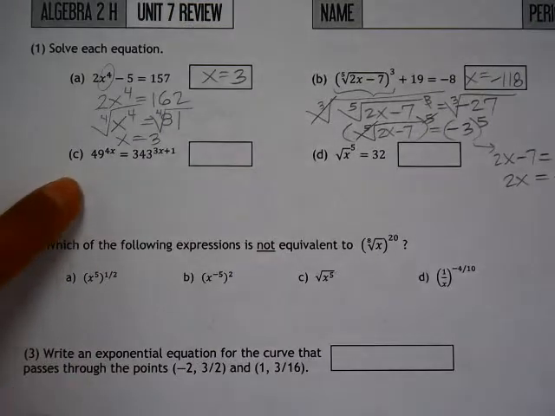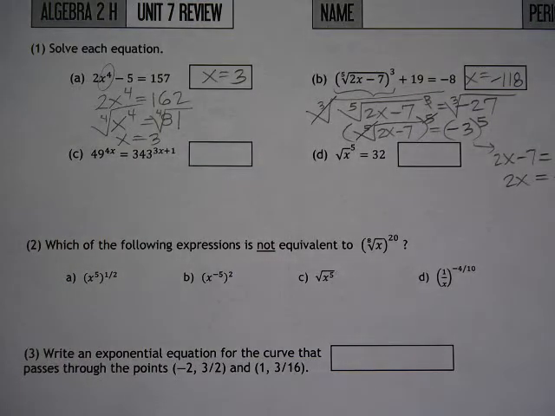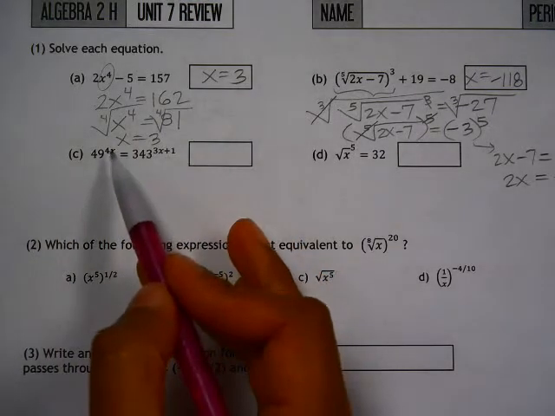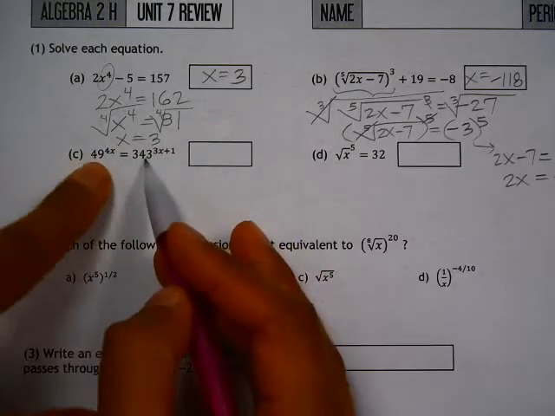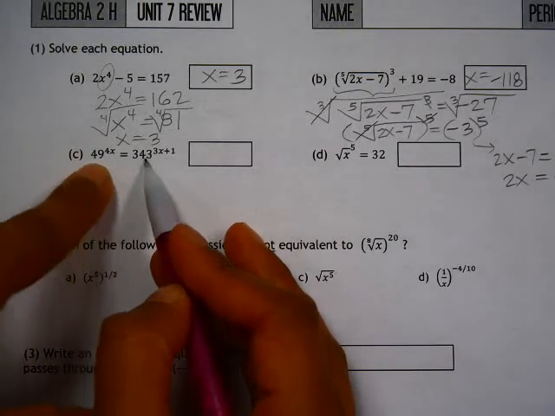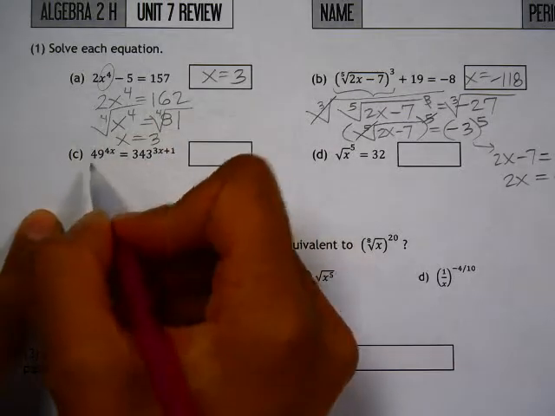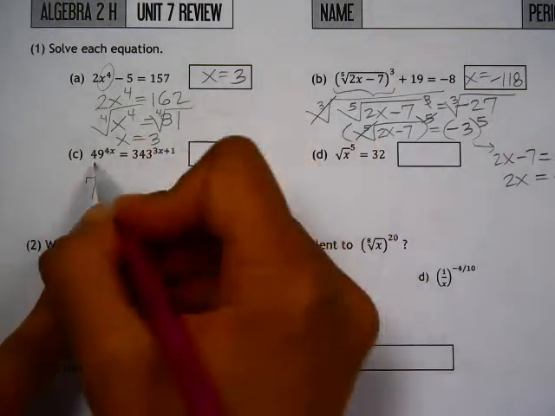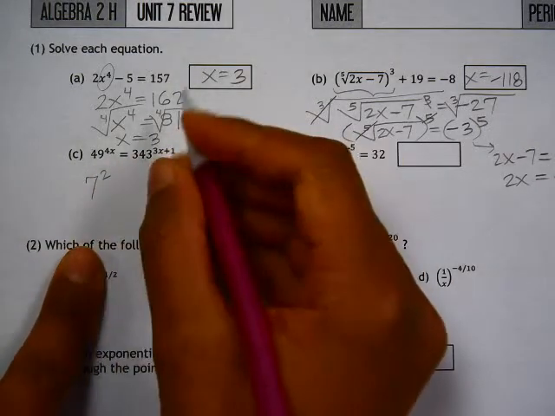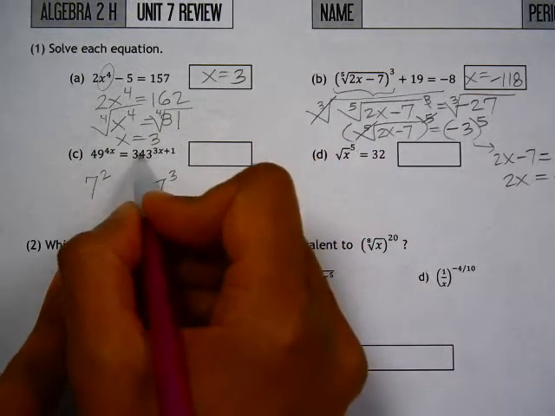Alright, now on part C, this is a different type of equation. We have an exponential equation where the variable is in the exponent. So in order to solve this, we need to rewrite both sides of this equation with the same base. So 7 squared is 49. 7 to the 3rd is 343.